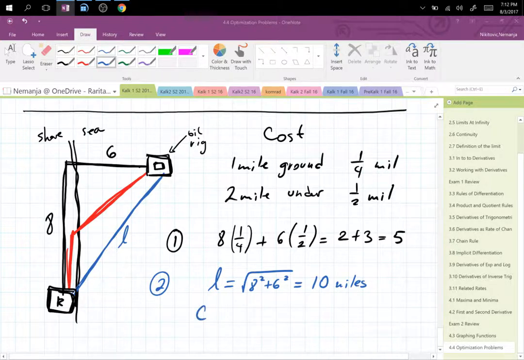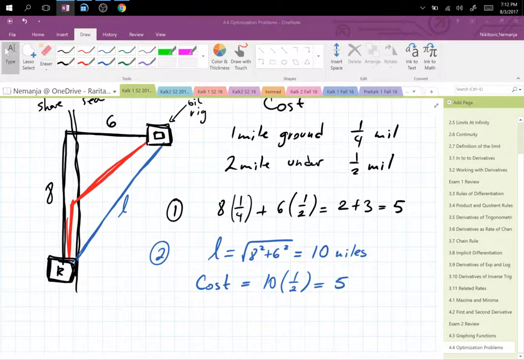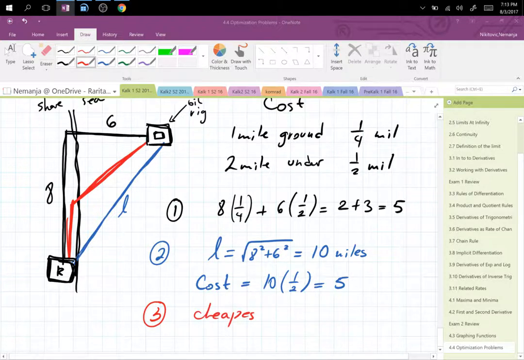So the cost is going to be all underwater. So it's 10 miles times $500,000. So that's another 5 million. The argument here is that the red one is cheaper. So this one should be cheapest.